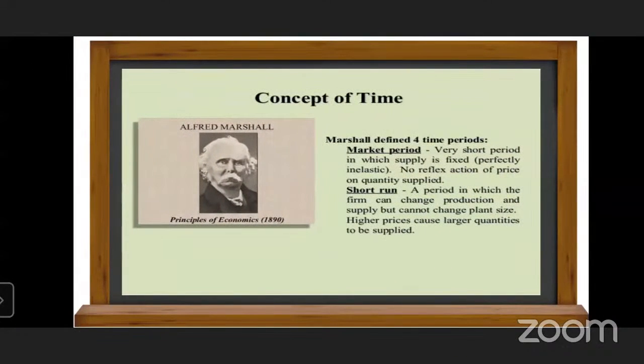Then comes the concept of time. The concept of time was given by Alfred Marshall, and the important question for the objective exam is the market period. In the market period, which force determines the price? It is given here that supply is fixed, so what will determine price is demand. Whenever supply is fixed, that is called short term or market period to be perfect. In the market period, only demand will influence the price, supply will not.